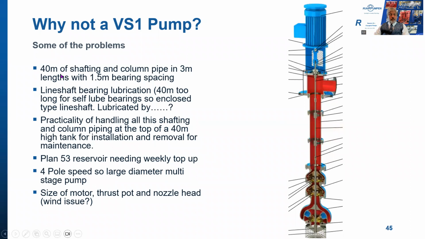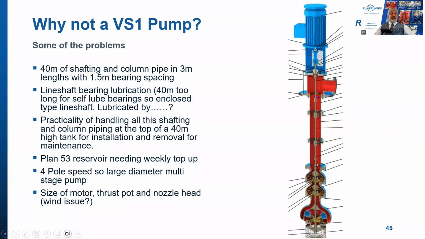Here are some of the problems. 40 meters of shafting and column pipe, 3 meter lengths, with 1.5 meter bearing spacings. That's an awful lot of shafting to be able to handle at the top. Line shaft bearing lubrication, well, 40 meters is too long for self-lubricated bearings, so it would have to be an enclosed type line shaft. Enclosed and lubricated by what?